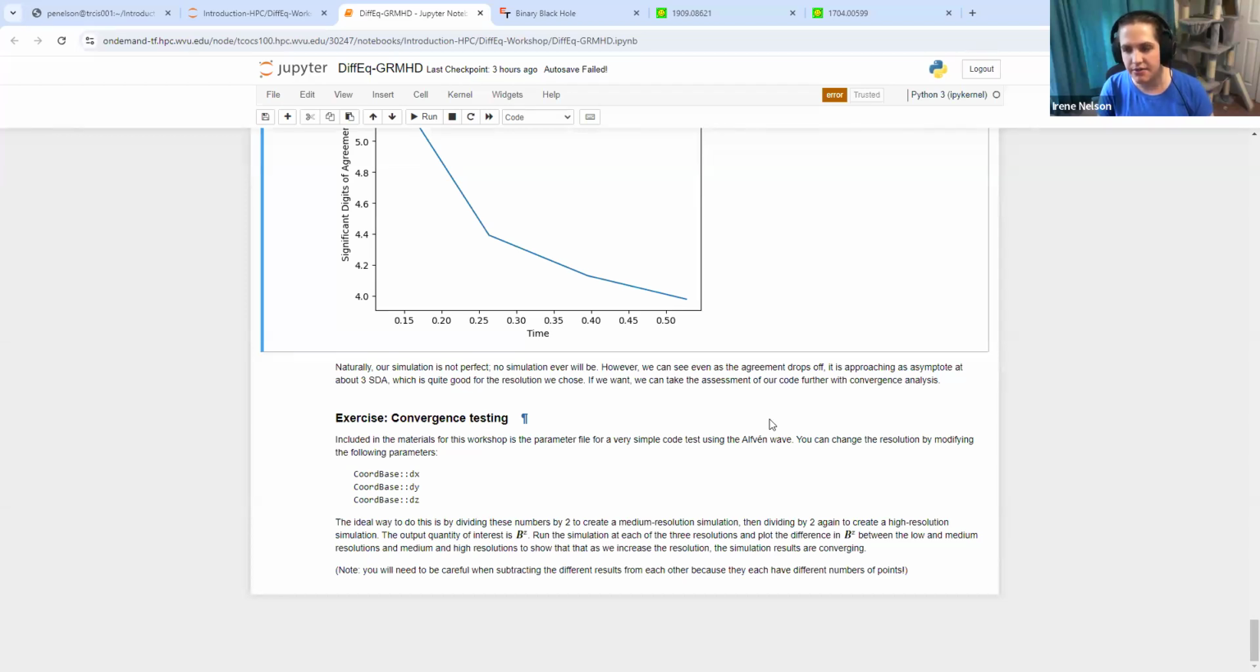Because we decreased the resolution, we also need to be very careful about how we do that, because each of those files is likely to have different numbers of points in space. So we want to make sure that we don't just naively subtract one array from the other. We have to make sure that we're looking at the same points in space to do this.